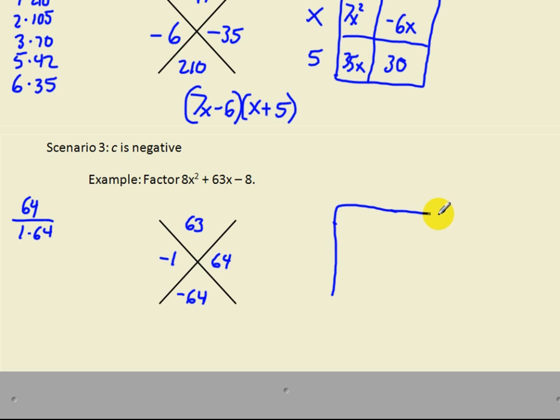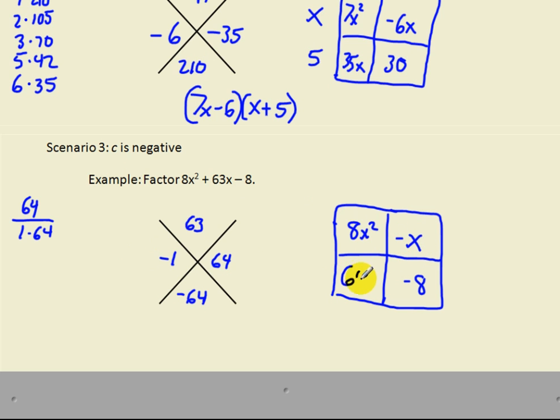So we fill in our box here, and we know from the original trinomial that we have 8x squared, we have a negative 8 here, and now we have a negative 1x, or just negative x, and 64x. So looking across the top row, the greatest common factor is x. Bottom row, the greatest common factor is 8. Again, it's a positive 8 because of this box closest to the term we're writing is positive.